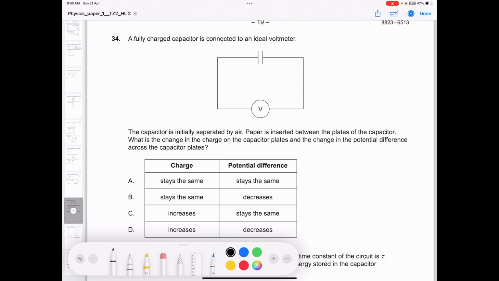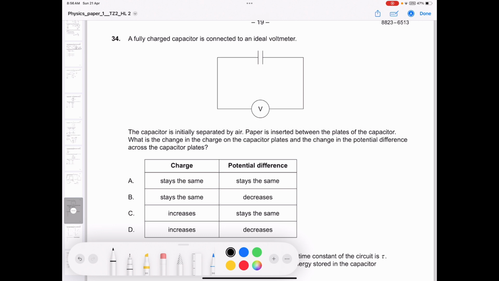Number 34. A fully charged capacitor is connected to a voltmeter. The capacitor is initially separated by air. Paper is inserted between the plates of the capacitor. What's the change in the charge on the capacitor plates and the change in the potential difference across the capacitor plates?